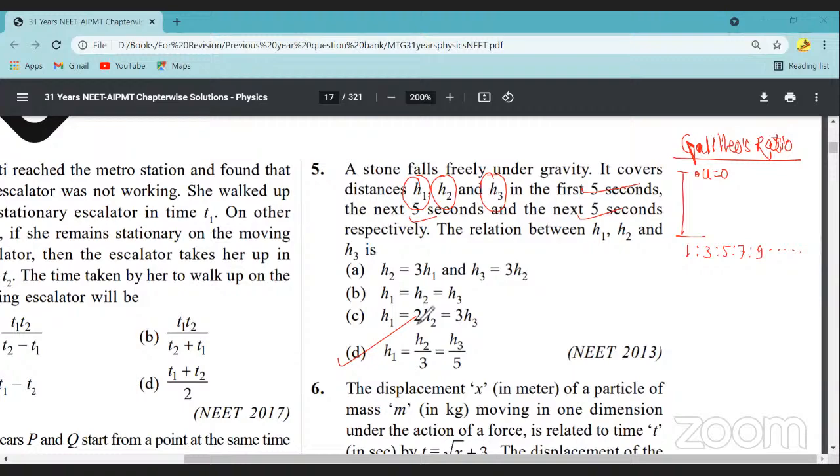Why solve it? We already know it. How many of you remember that I had solved this in class? Do you remember? Yes, sir. Okay, chalo.